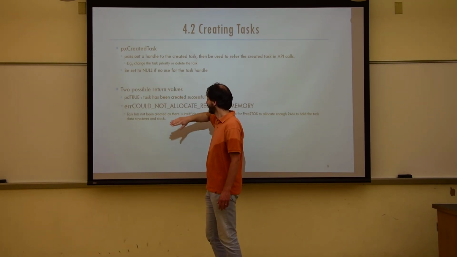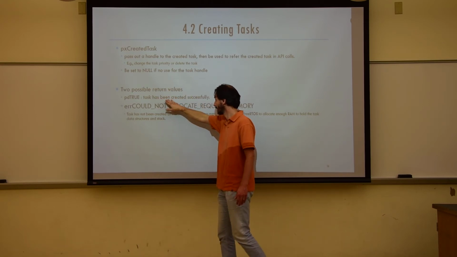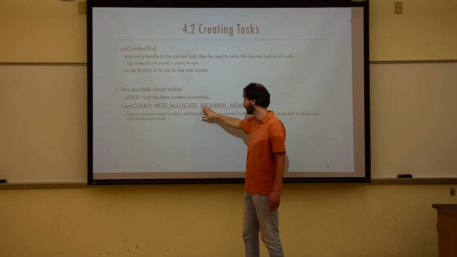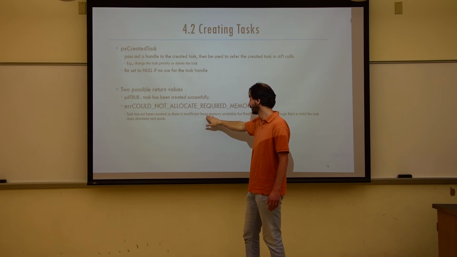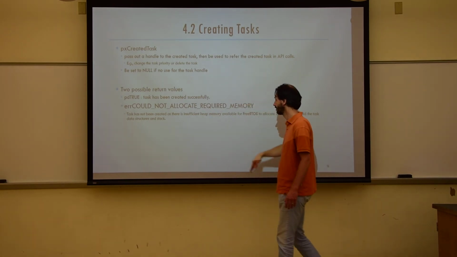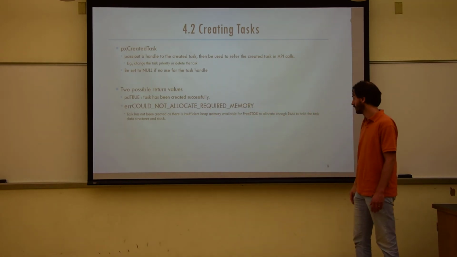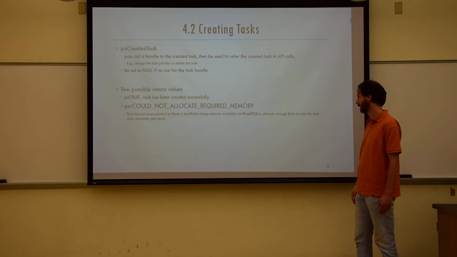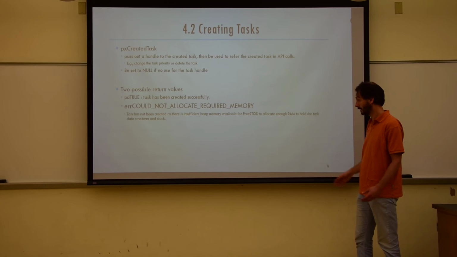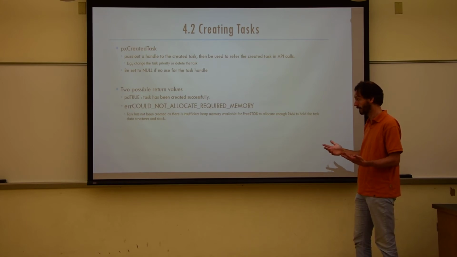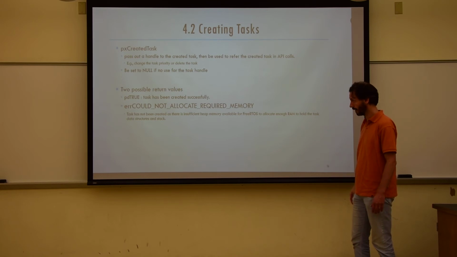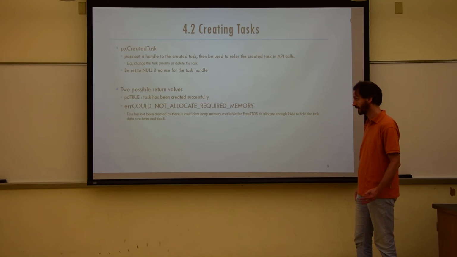So there are two possible return values when you create a task. The first one is that the task has been created successfully, but it can also be an error, which indicates there's not sufficient heap memory. So you really need to allocate enough RAM to hold the task data structures and the stack together. So that's something that can happen. It's a memory limitation to what you can do.